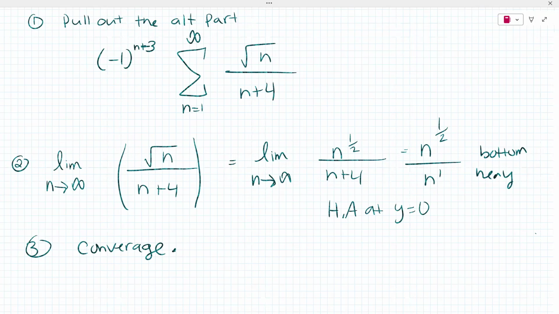Okay, now let's talk about conditional and absolute convergence for alternating series.